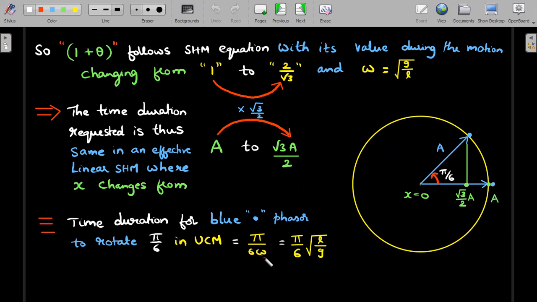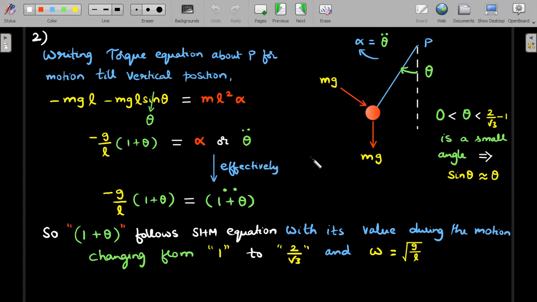For an omega that we all know should be root g by L. Therefore, pi by 6 by omega is the answer, and pi by 6 root L by g is the requested answer for the actual problem, which you don't see on the board right now. It is the equivalent problem that we have built to solve. Okay, I hope you understood.